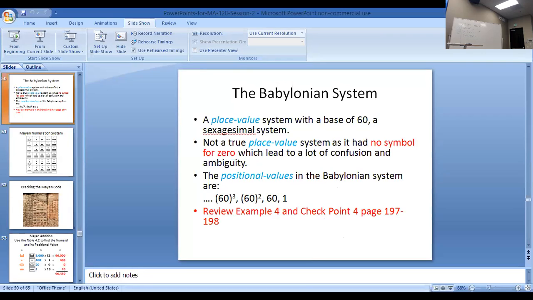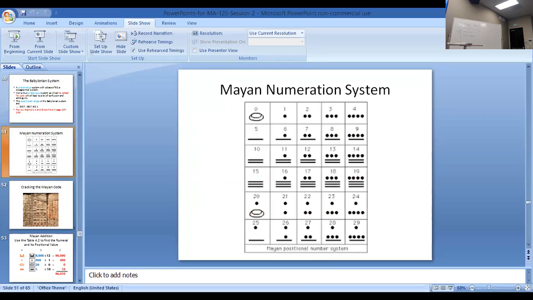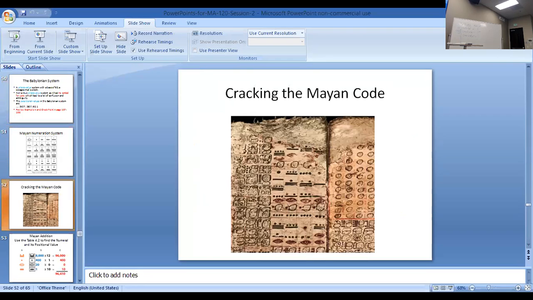Then, oh no, crazier than that is the Mayan numeration system. You need to have that table in order to do any kind of operation. Otherwise, there's nothing you can do.